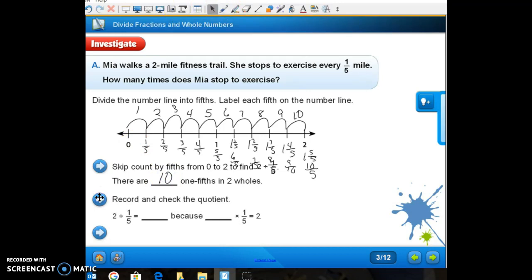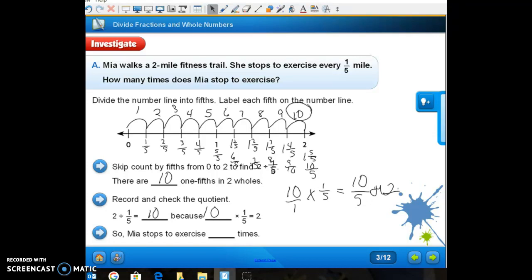Record and check the quotient. 2 divided by 1/5 is, what was it? Right here. 10, because 10 times 1/5 is equal to 2. And you see that? When we did multiply times 1/5, remember we put our 10 over 1? 10 times 1 would be 10. 1 times 5 would be 5. How many 5s in 10? 2. That's how you can check, like our little blue box said. So Mia stops to exercise how many times? 10 times.